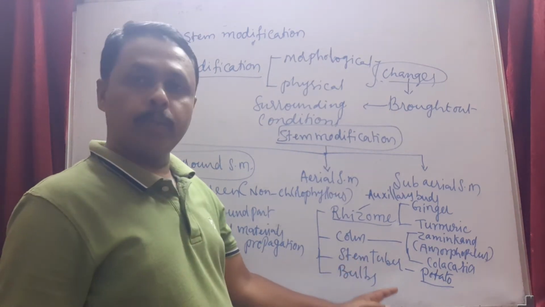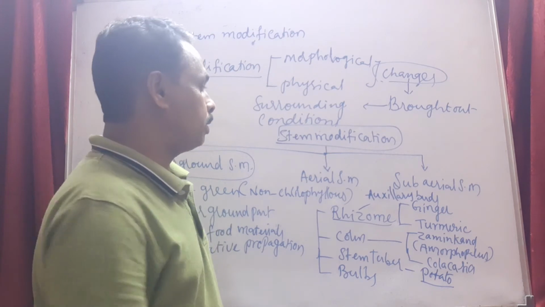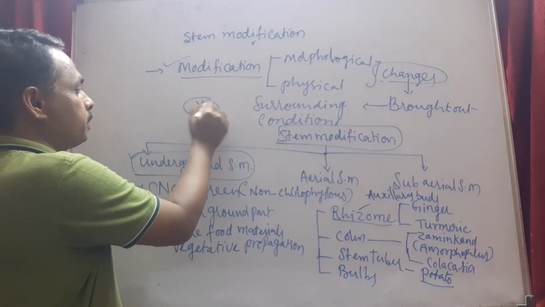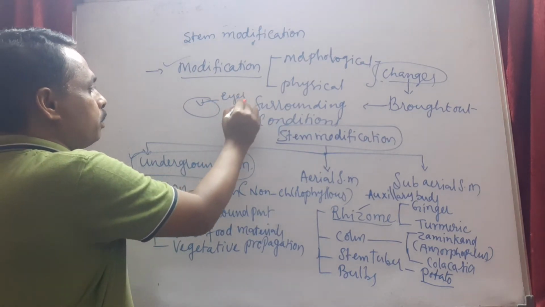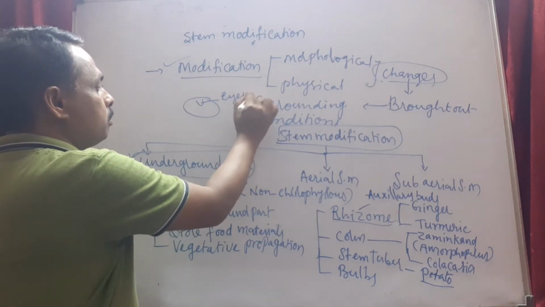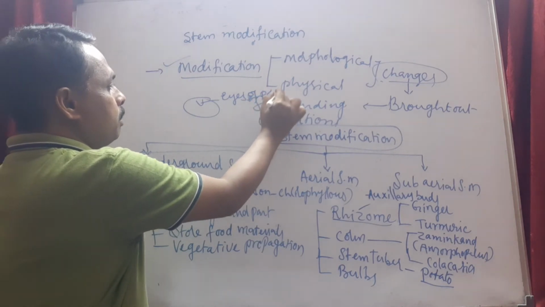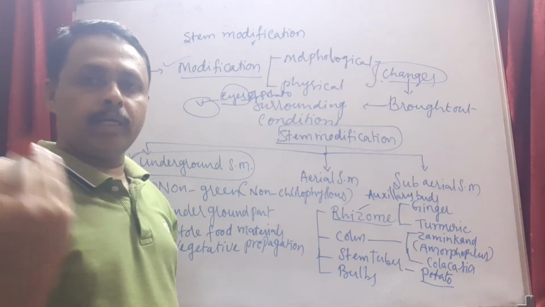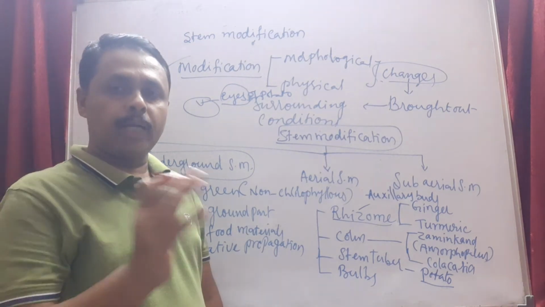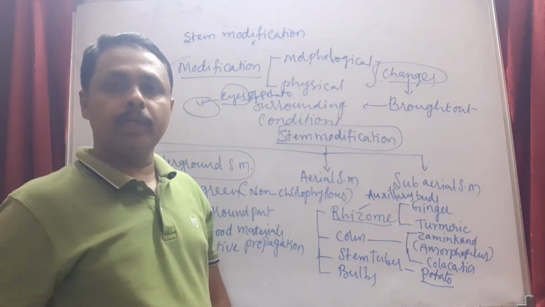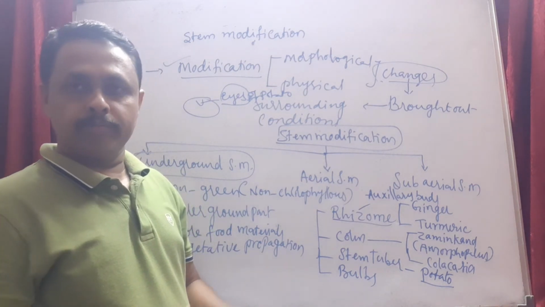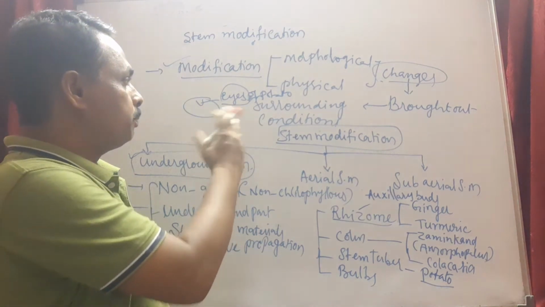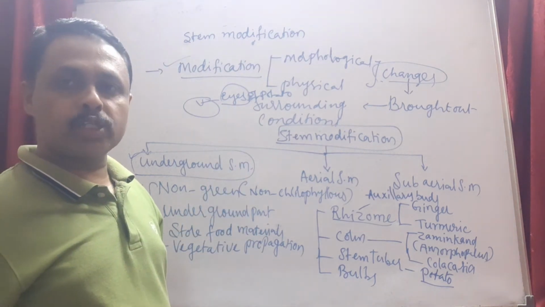And in the stem tuber, there are the eyes of potato. This is the potato. On this there are eyes present. These are called eyes of potato. These eyes of potato are considered vegetative propagules. These eyes will be removed from the stem tuber and placed in the soil, developing into new individual plants. That means these eyes of potato help for vegetative propagation.